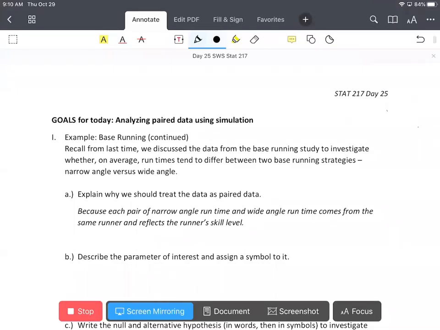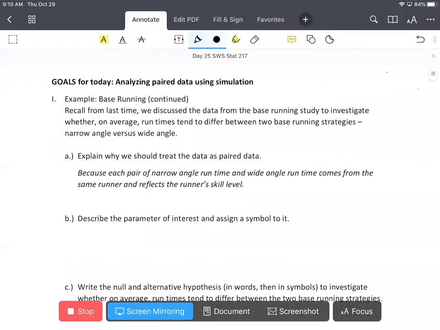So from yesterday, we're going to continue with the base running example. This time, we're going to look at analyzing paired data using simulation. So recall from last time, we discussed the data from the base running study to investigate whether, on average, runtimes tend to differ between the two base running strategies, narrow angle versus wide angle.